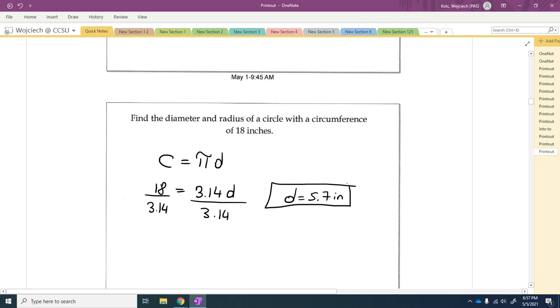If I know the diameter, how do I find radius? I divide by 2. And if you do it, I will get the radius is approximately 2.85 inches.